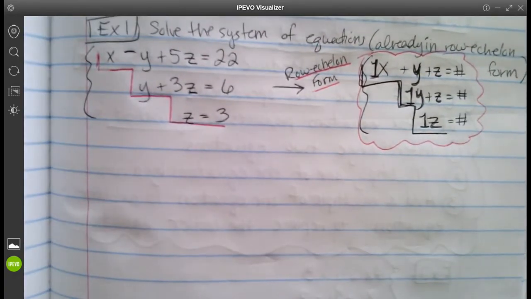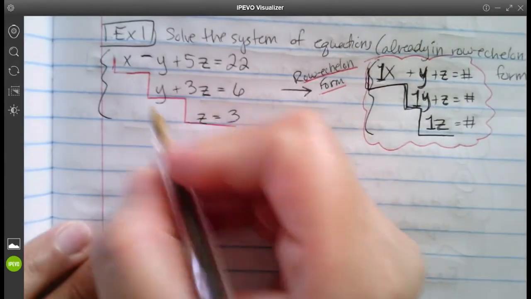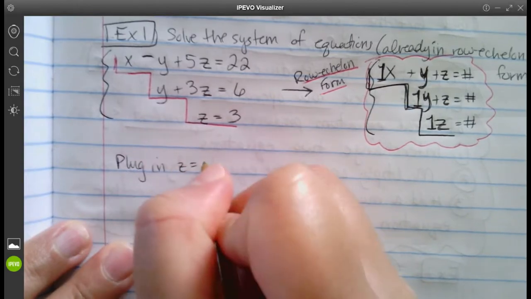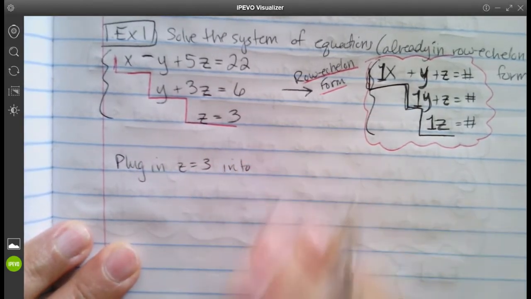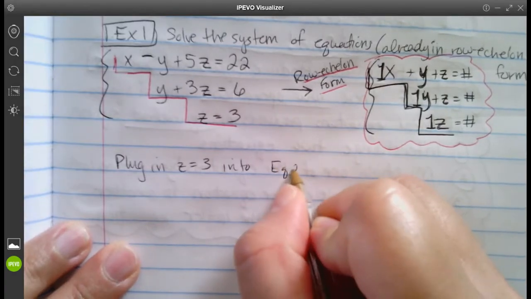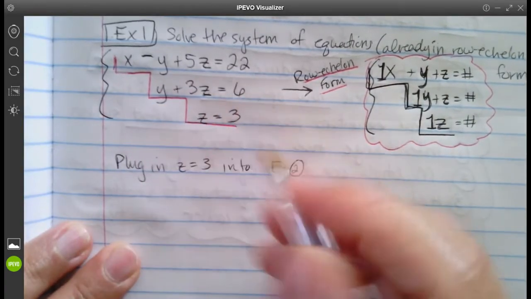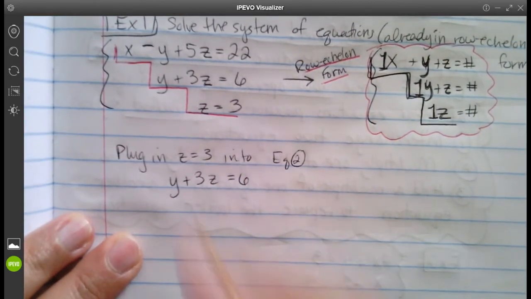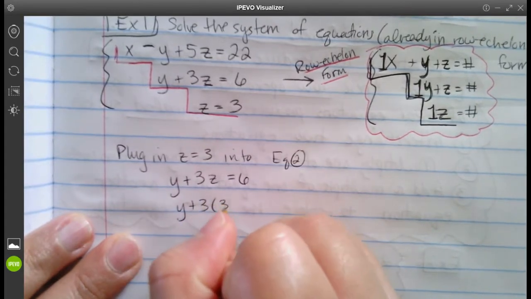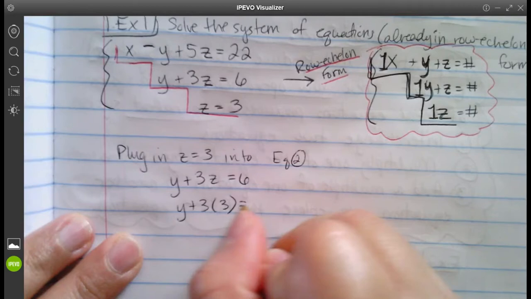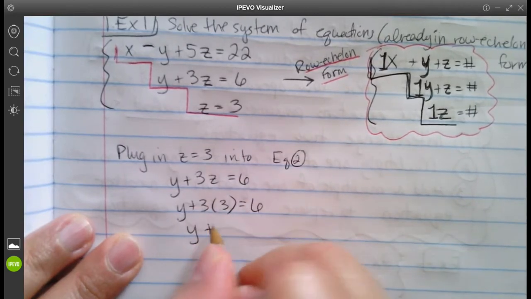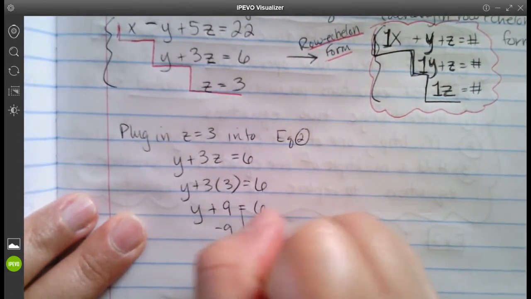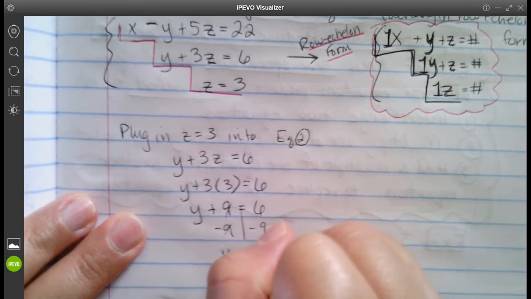If z is equal to 3, then we're going to plug z equals 3 into equation 2, which is this one: y plus 3z is equal to 6. We plug in that 3 for z, which gives us y plus 3 times 3, which is 9. We just solve, so minus 9 from both sides. So y is equal to negative 3.